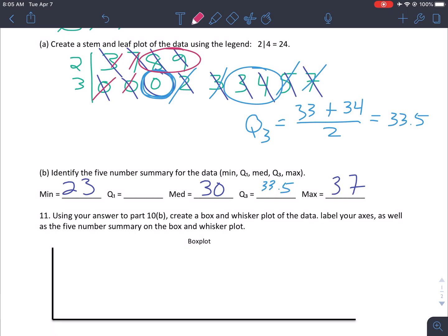Q1 will be 28 plus 29 over 2. And that is our 5-number summary.